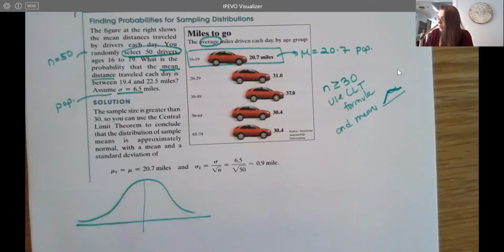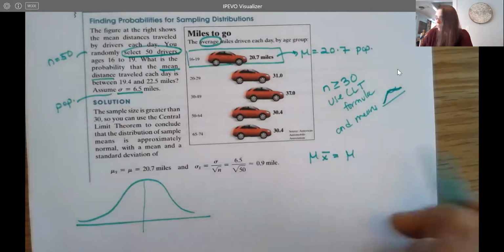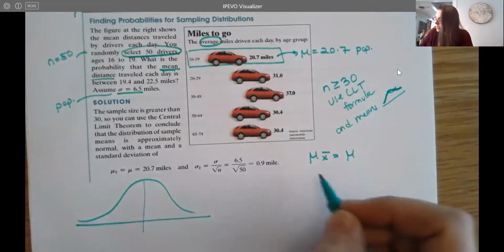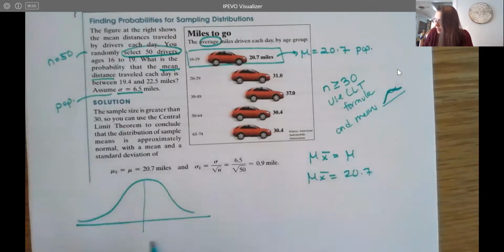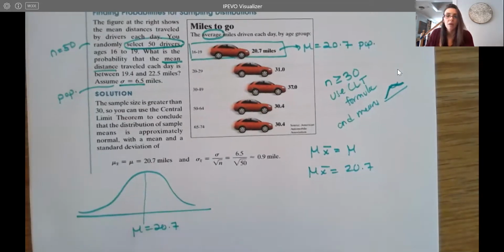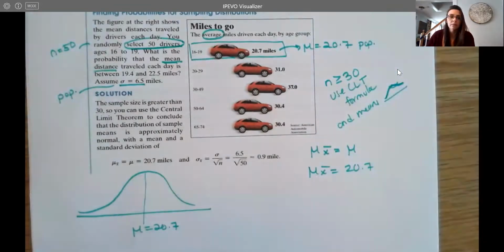Okay, so when we're sampling, remember that the mean of the means is still equal to the original population mean. So in this case, the mean that we're using is still going to be 20.7 miles. So we're still using that same center of 20.7. The only thing that's going to change is your standard deviation is going to get divided by the square root of n. So when you have sampling like this, everything's going to be the same, assuming that you meet the requirements.